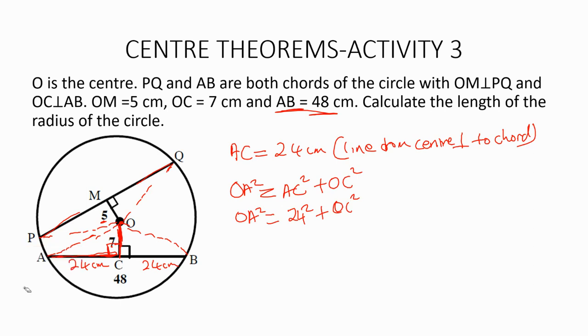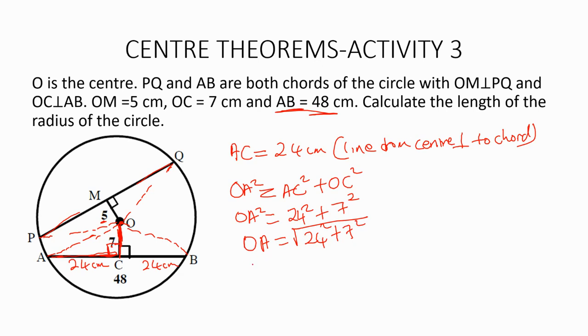Let me write 7 there. Let me erase this one. It's going to be 7 squared. I'll need a calculator for this one. Can I do it without a calculator? I don't think so. Where's my calculator? Okay, I'll try to do it without the calculator and see, but you can confirm that. So OA is equal to the square root of 24 squared plus 7 squared.